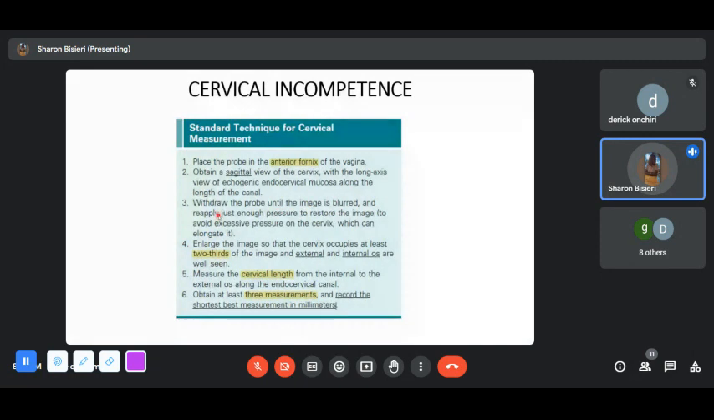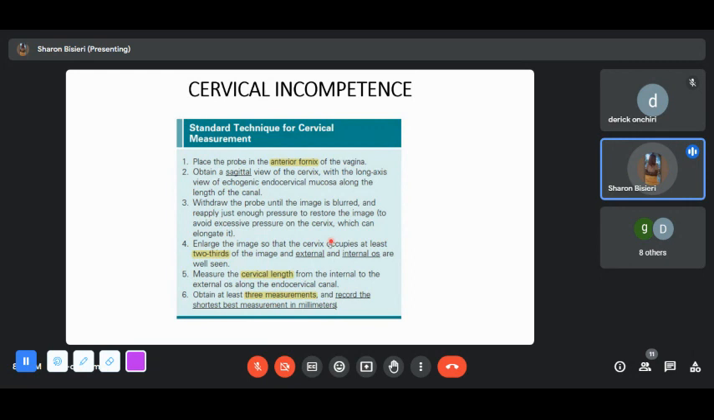because you also don't want to put a lot of pressure, and that pressure is going to falsely elongate your cervix and you're going to get wrong readings. And then once you get a good view of the cervix, you want to enlarge the image so that the cervix is occupying at least 2/3 of the screen.